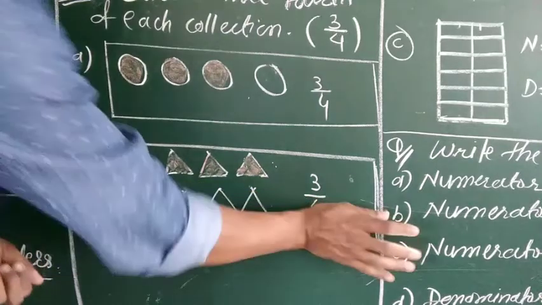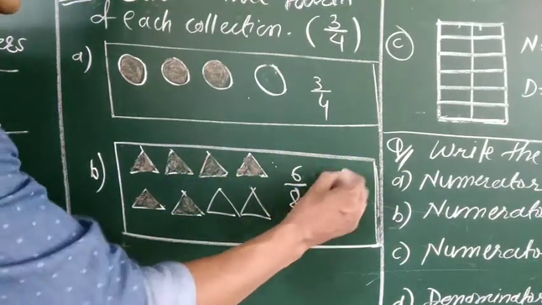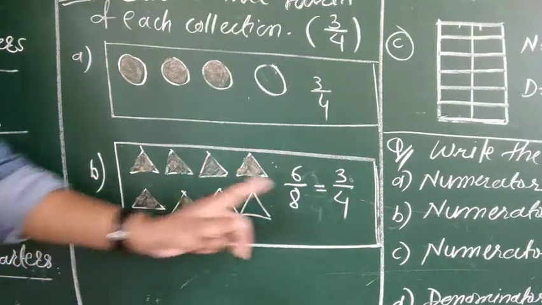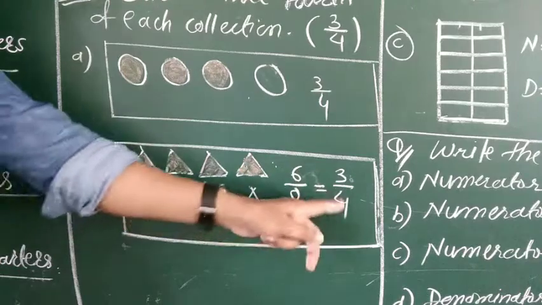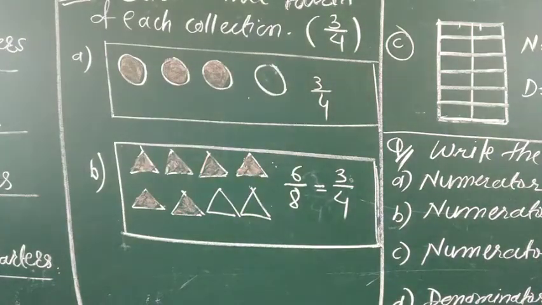So see how many are colored here? Here 6 are colored out of 8, so we can write 3/4. The 6 में से 8 means it is 3 में से 4. So both are having equal value. Now come to the next question.